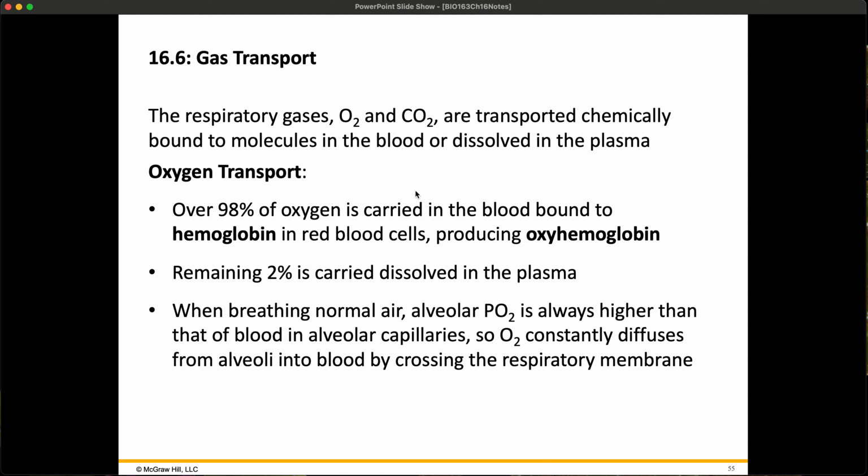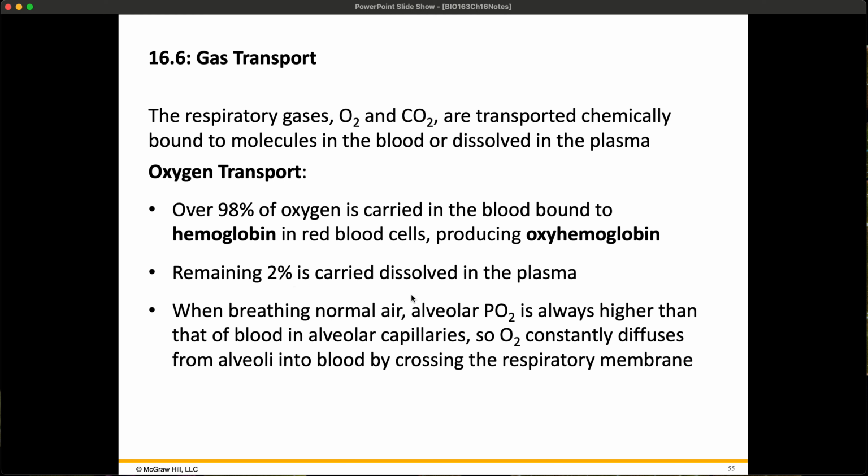So then transporting that gas. Once you get this exchange of gas happening, you have oxygen-rich blood again. The respiratory gases have to be transported somehow or dissolved into the plasma. First, let's look at oxygen transport. Oxygen is not really easily dissolved into our blood, but it is transported on hemoglobin. 98% of your oxygen is bound to hemoglobin. It's called oxyhemoglobin, and that is how the 98% of your oxygen gets transported to cells. The other 2% just gets dissolved into the plasma.